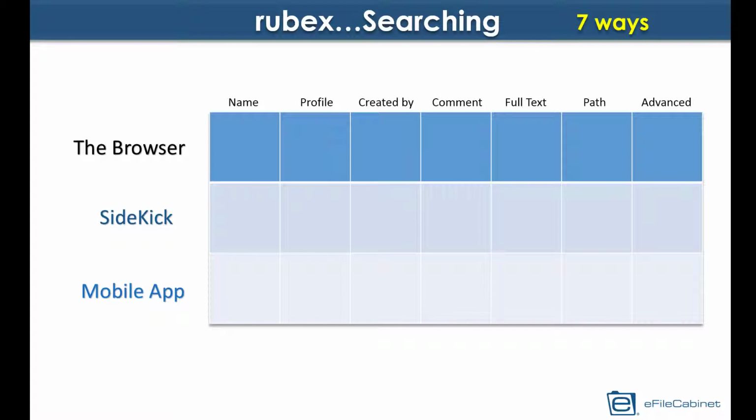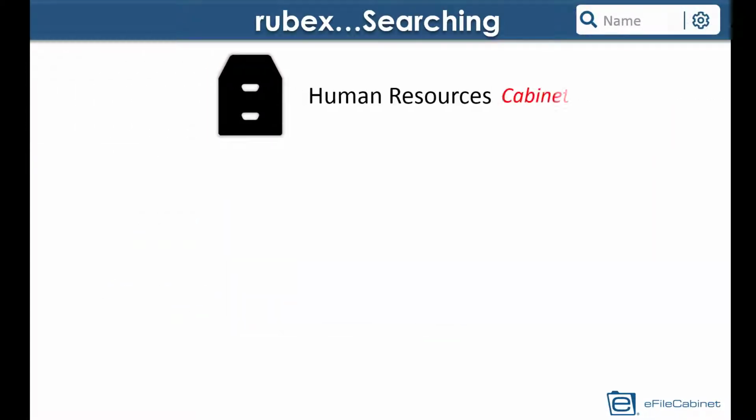And there are seven ways in which to search. The first is by the name of files and the containers they reside in. So for example, you can search by a cabinet name or a drawer name.